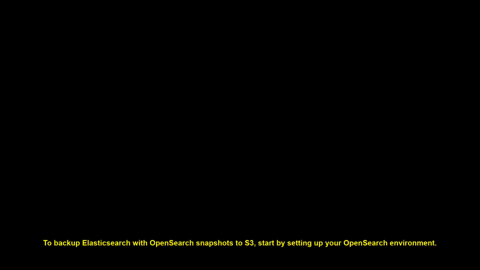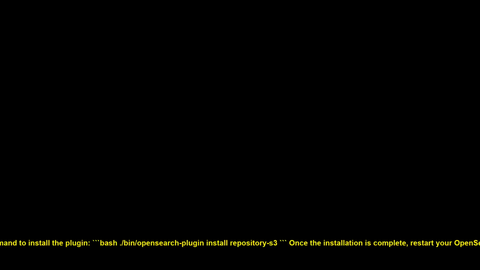To backup Elasticsearch with OpenSearch Snapshots to S3, start by setting up your OpenSearch environment. Ensure OpenSearch is installed and running properly on your server. Next, you will need to install the S3 repository plugin. Open a terminal and navigate to your OpenSearch installation directory. Run the command to install the plugin: /bin/opensearch-plugin install repository-s3.